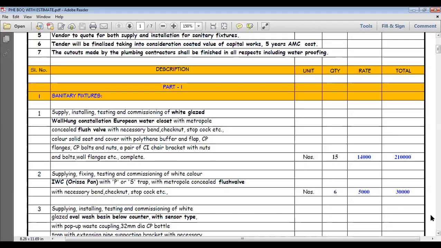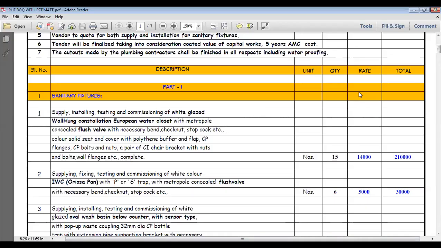We will compare some 10 vendors, who put the correct value and who considered all the specifications. Everything we will compare, and based on that only we will finalize the vendor. Then we will go for negotiation. After the negotiation, we will finalize the rate, and we will launch the project. Like that, that is the project, one type of thing.